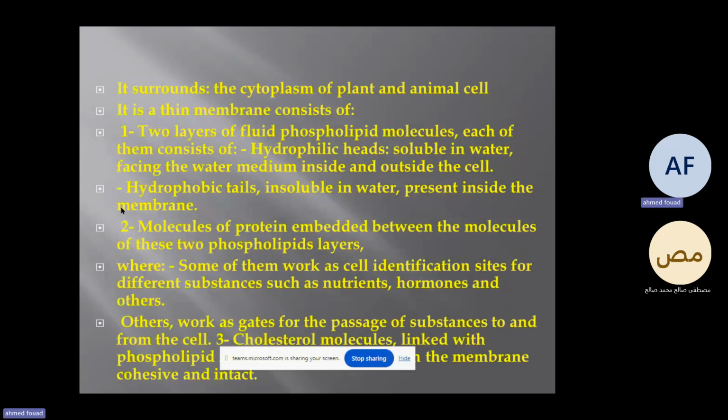The cell membrane consists of two layers of fluid phospholipid molecules. Each of them consists of hydrophilic heads, soluble in water, facing the water medium inside the cell and outside the cell, and hydrophobic tails, insoluble in water, present inside the membrane. So the two layers face each other by hydrophobic tails, while the membrane faces the water medium inside and outside the cell by hydrophilic heads.